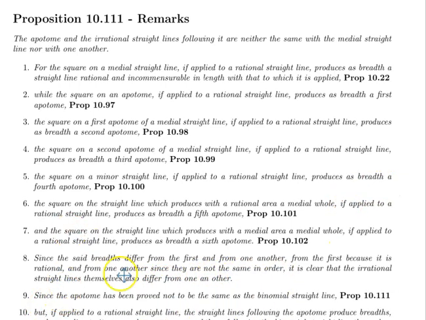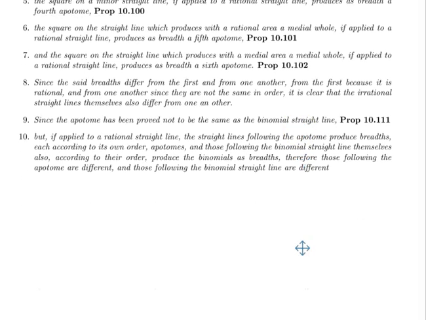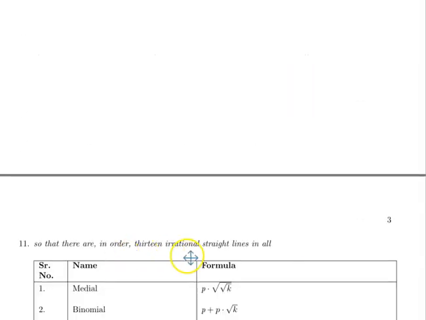Since the apotome has been proved not to be the same as the binomial straight line, but if applied to a rational straight line, the straight lines following the apotome produce breadths, each according to its own order, apotomes, and those following the binomial straight line themselves also according to their order produce the binomials as breadths. Therefore, those following the apotome are different and those following the binomial straight line are different. So basically what he's saying is there are in order 13 irrational straight lines in all.